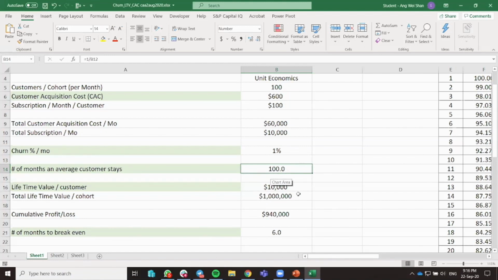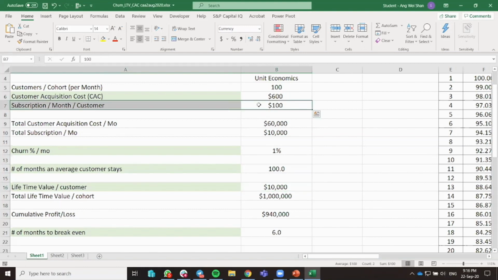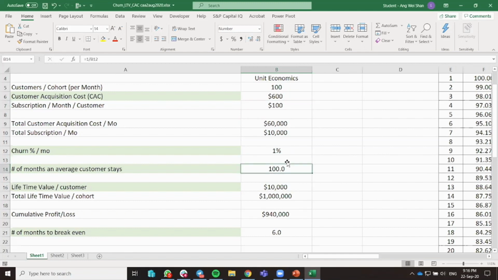So from there, we can assume that if an average customer stays for 100 months, the lifetime value of this customer will be how much they pay per month, which is this $100, multiplied by 100 months. Since an average customer will last for 100 months, how do I find the lifetime value? So basically 100 times 100.